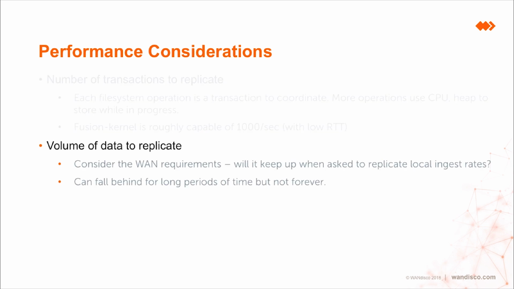The volume of data you're going to replicate is also important, and the most important consideration here is probably your WAN. It's at the mercy of the bandwidth between Fusion servers. The question to ask is, will it keep up when asked to replicate the local ingest rates you need? This can fall behind for long periods of time. Fusion can handle that, but not forever.